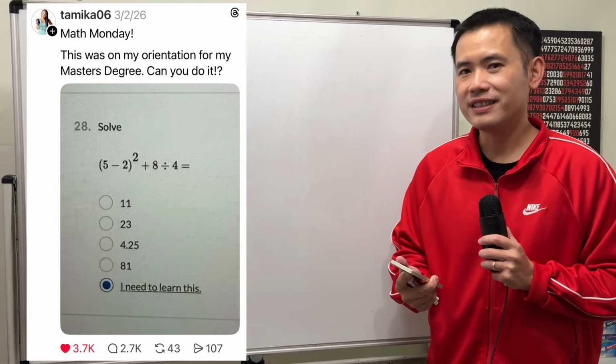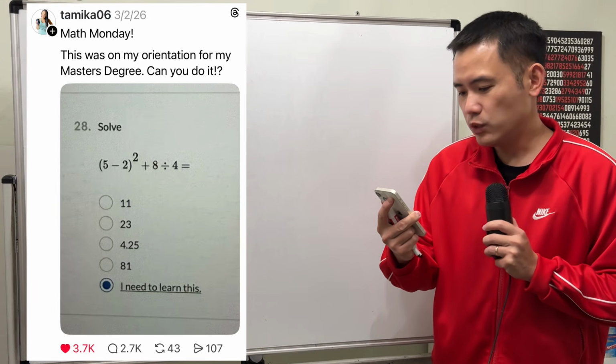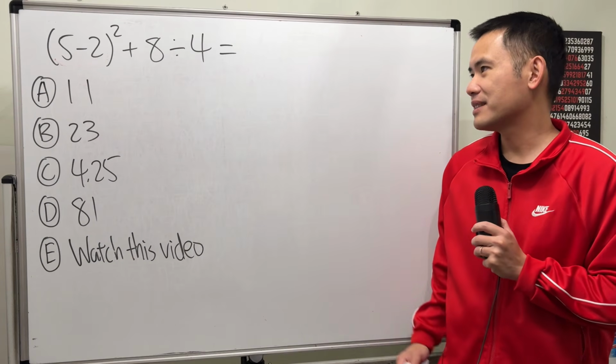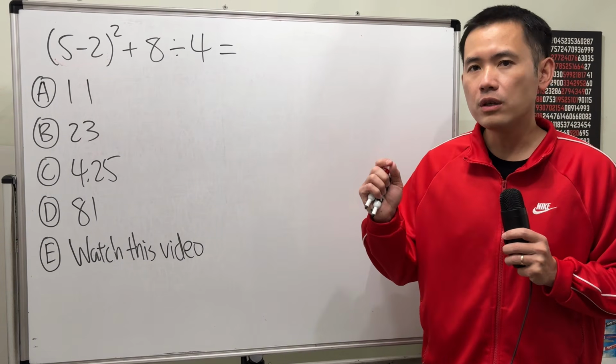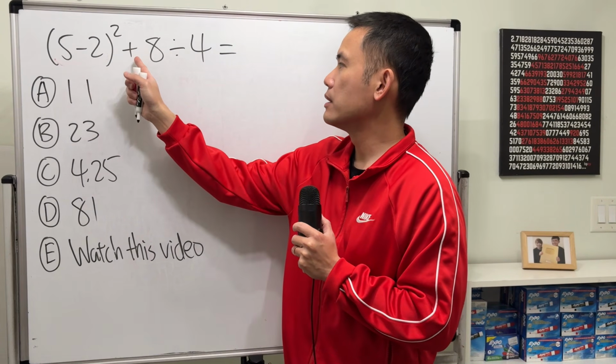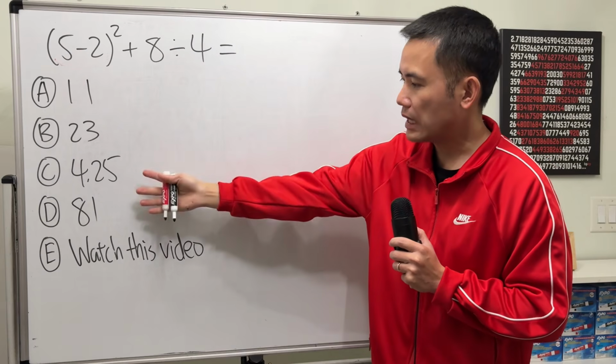So I just saw this on Threads. It says, Math Monday, this was on my orientation for my master's degree. Can you solve it? Okay, let's take a look. Here we have an order of operations question. We have 5 minus 2 in the parentheses, and then squared, plus 8 divided by 4. And we have these options here.